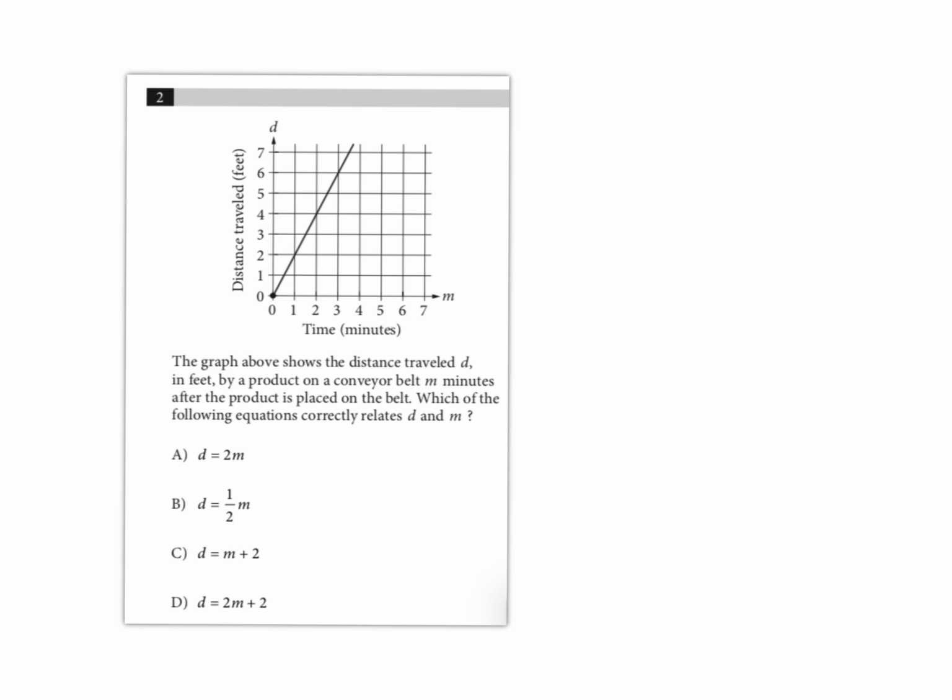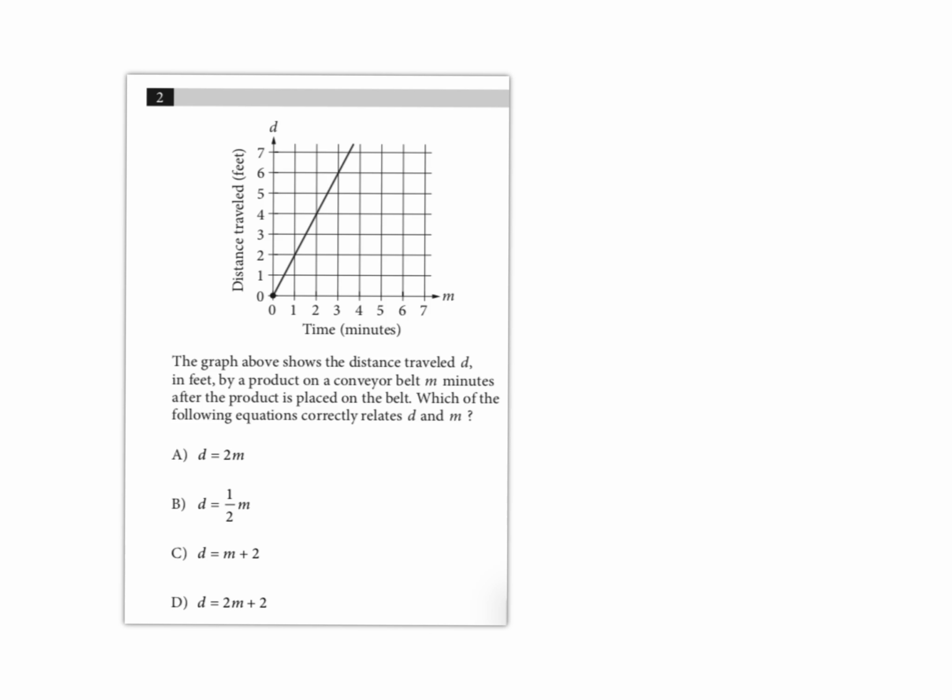Let's go ahead and read number 2. We have a graph given here. When I read a graph, I'm going to notice the axes: x-axis, time in terms of minutes; y-axis, distance traveled in terms of feet. The graph above shows the distance traveled d in feet by a product on a conveyor belt m minutes after the product is placed on the belt. Which of the following equations correctly relates d and m?